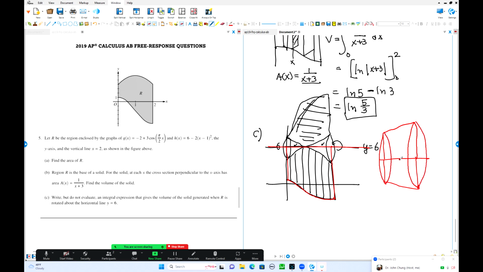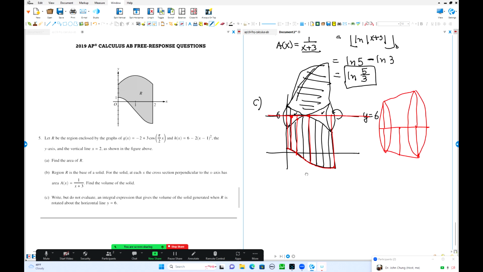This is the radius. What is the radius? It's 6 minus the bottom graph. From here, 6 minus the bottom graph. The bottom graph is what? g of x. So this is 6 minus g of x.